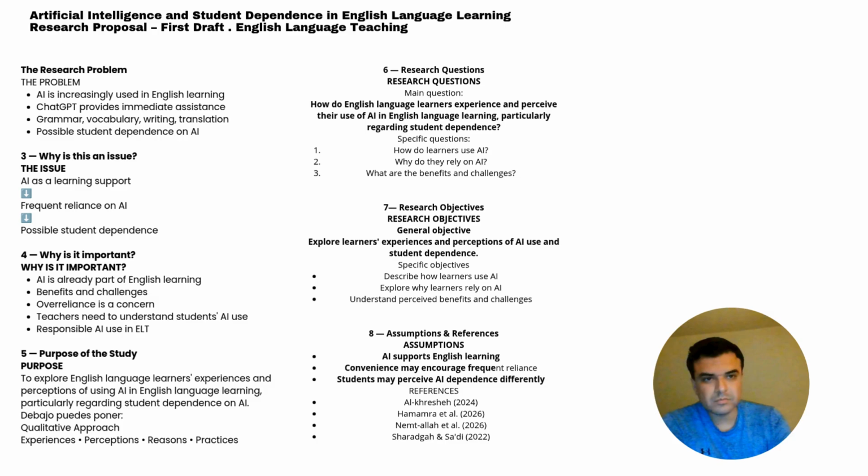My assumptions: because my research has a qualitative approach, I am using assumptions rather than statistical hypotheses. My first assumption is that English language learners use AI as a resource to support different aspects of their English language learning. My second assumption is that English language learners may have different perceptions of AI dependence depending on their purposes, experiences, and ways of using artificial intelligence.